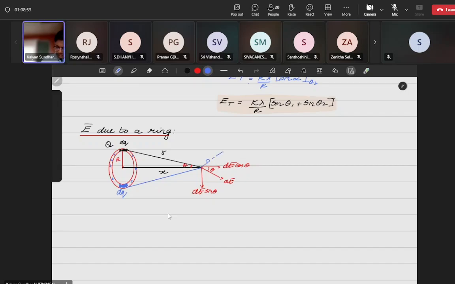இதுவும் அவையே தானே இருக்கும். This makes an angle of the same angle theta. Now tell me, இது theta தானே? This also will be theta, and along this component, this will be dE cos theta, and this will be dE sin theta. Now, which parameter gets cancelled? Sin theta will get cancelled out.